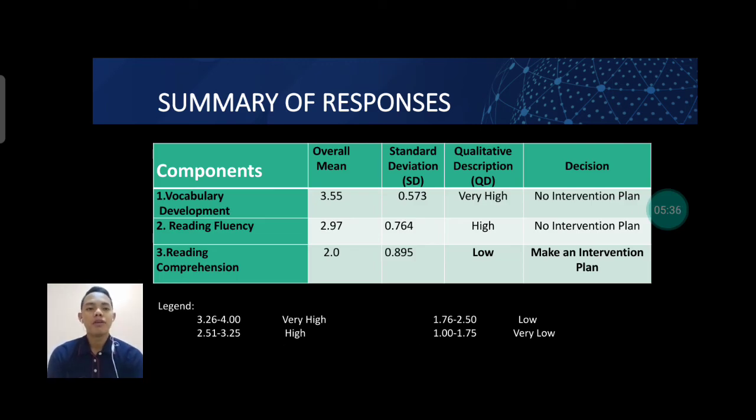The vocabulary development obtained the overall mean of 3.55, which does not need an intervention plan. The component reading fluency obtained the overall mean of 2.97, which means high, and it still does not need an intervention plan. However, the component reading comprehension, which got an overall mean of 2.0, which means low, needs an intervention plan.